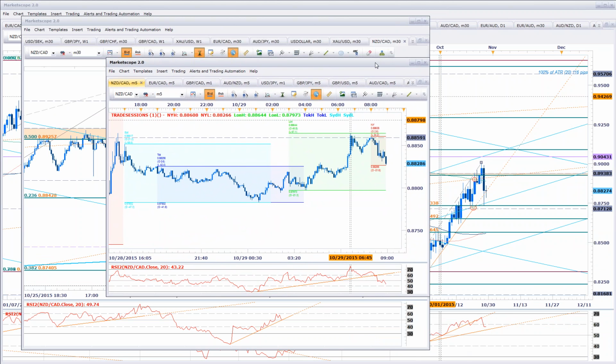That being said, it did look like a nice trigger there off the highs, and you look for a little bit more of a pullback here in Kiwi CAD. I like it. Keep in mind, again, we have to stay disciplined.